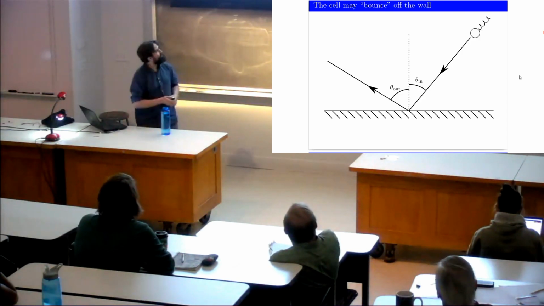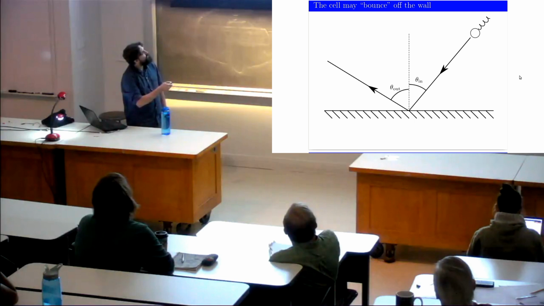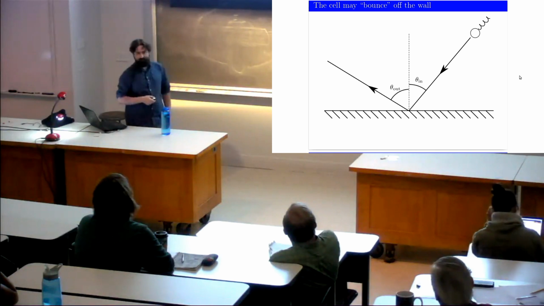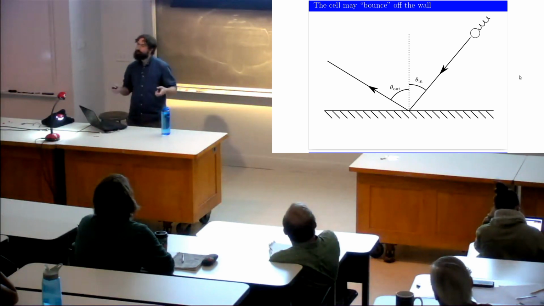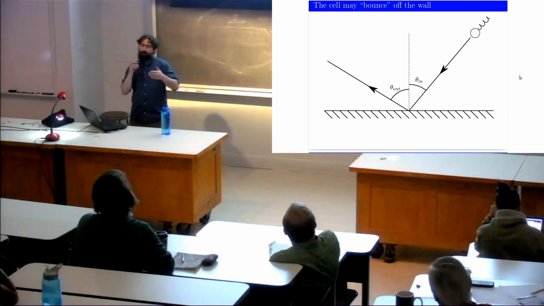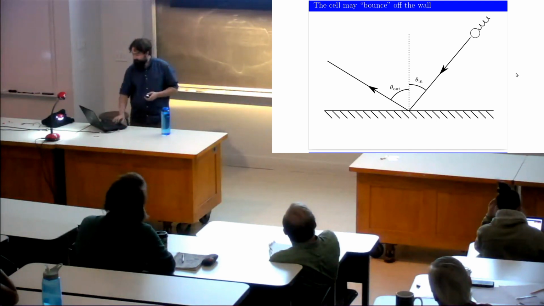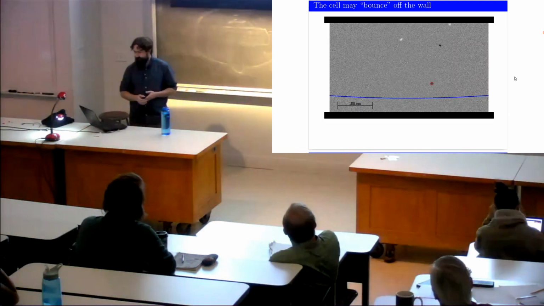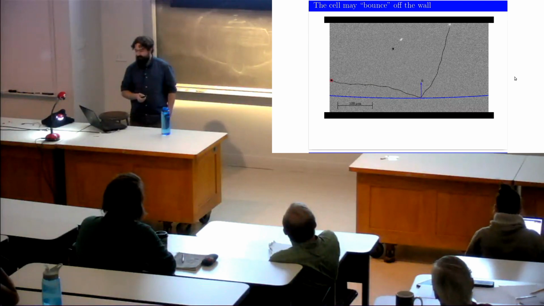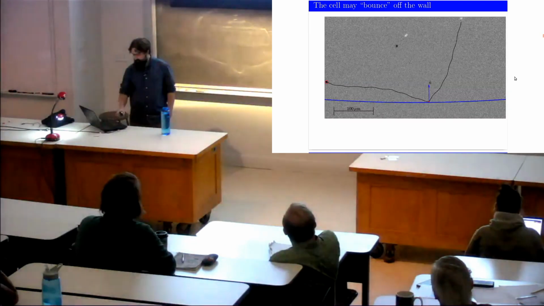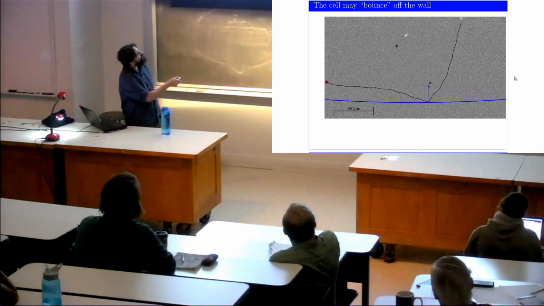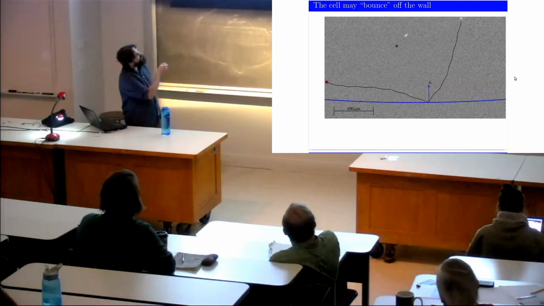So let's watch it. We've got a cell. This is, of course, a cartoon. We can imagine it swims down, hits the wall, and might bounce off of it. We can build a microfluidic chamber, load it up with bacteria, and watch the bacteria hit the wall and see what happens. Here's an example. The cell comes flying down, it hits the wall. This blue is the wall. You can see that it came down along this track, hit the wall at this point, and then bounced off of it.